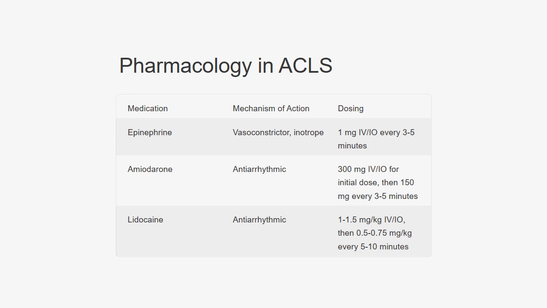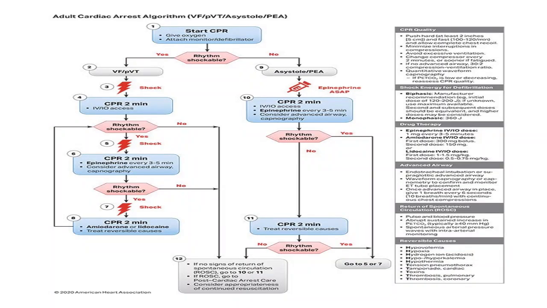These are the drugs. Epinephrine or adrenaline 1 mg every 3 to 5 minutes. Amiodarone 300 mg stat IV, followed by 150 mg every 3 to 5 minutes. Lidocaine at a dose of 1 to 1.5 mg per kg, and then half the dose every 5 to 10 minutes, right? What is the algorithm?